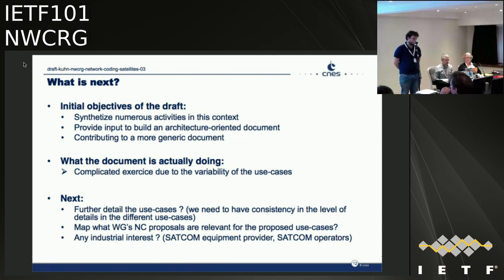We have not fulfilled the initial objectives that we had for the document. What we're doing is showing lots of use cases where network coding is important and interesting for satellite communications. We also have some discussions on how we could easily deploy these schemes. We are not sure at the moment how to progress further on this document. Should we detail the use cases and go much more into the details on which network coding schemes are relevant or not? I think it's not the case. Maybe what we could do is look at the network coding proposals in the group and see which ones are relevant and could be used for the use cases we propose.